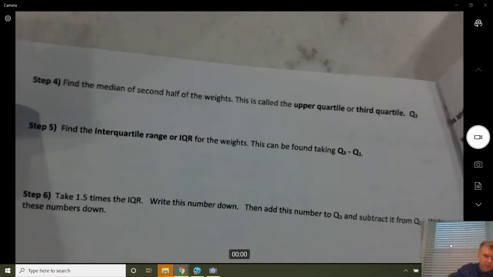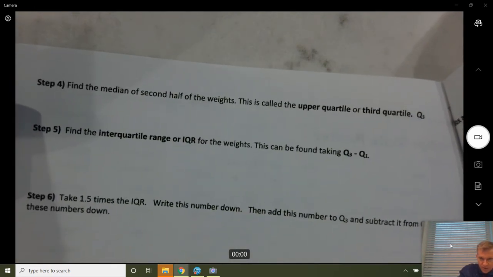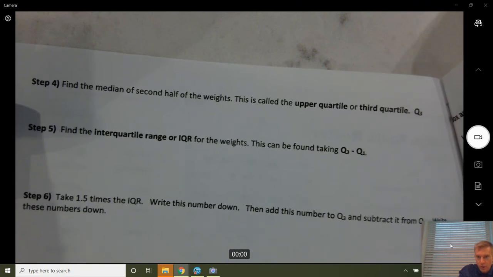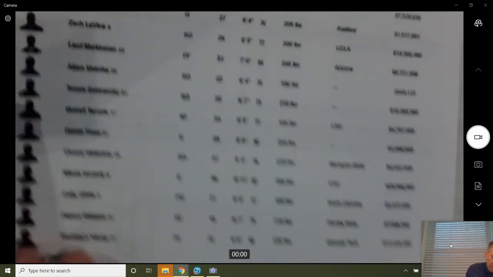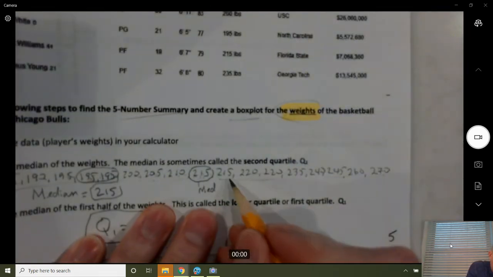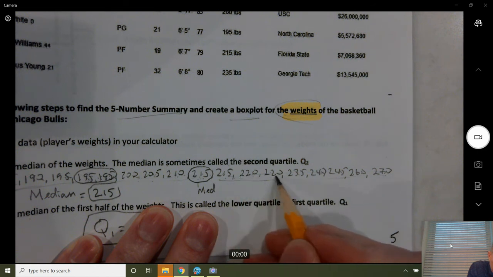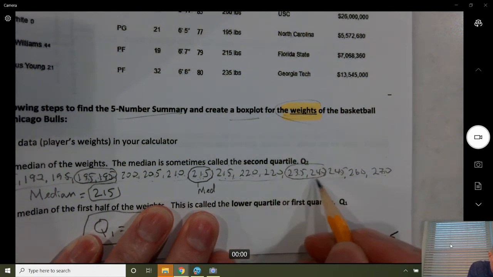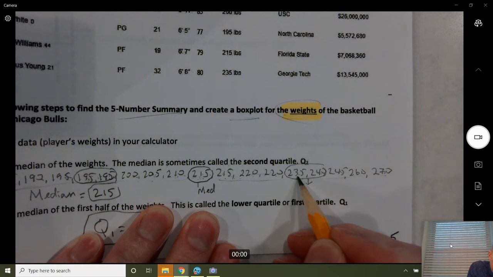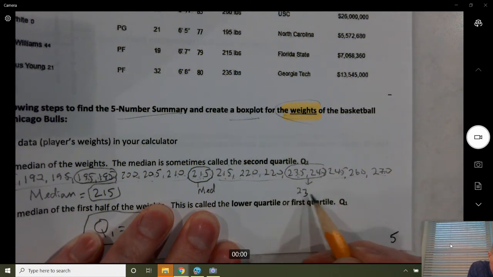Now we're finding the median of the second half of the weights. This is called the upper quartile or the third quartile. So we're finding the middle of the top half. Okay, so 1, 2, 3, 4, 5, 6, 7, 8. We're going to look at 1, 2, 3, the two middle ones, and we have to average those. Halfway between 235 and 240 is 237.5.